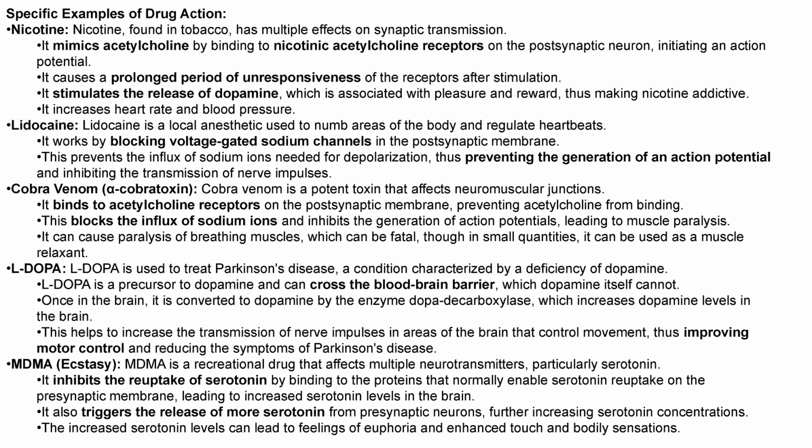Okay, now let's talk about specific examples of drug action. First is nicotine. Nicotine is found in tobacco and has multiple effects on synaptic transmission. It mimics acetylcholine by binding to the nicotinic acetylcholine receptors on the postsynaptic neuron, initiating an action potential. It causes a prolonged period of unresponsiveness of the receptors after stimulation. It stimulates the release of dopamine, which is associated with pleasure and reward, thus making nicotine addictive. It increases heart rate and blood pressure.